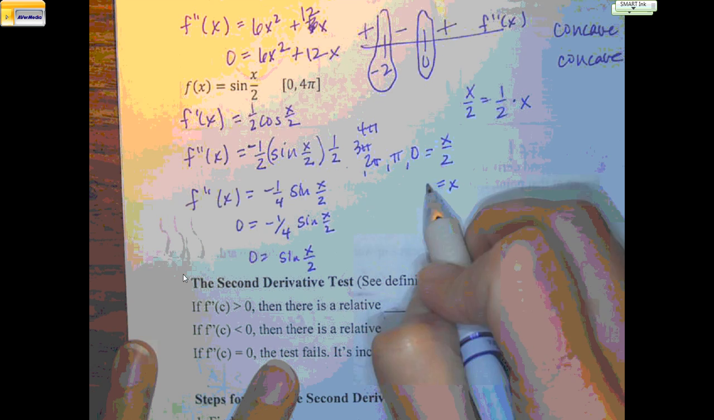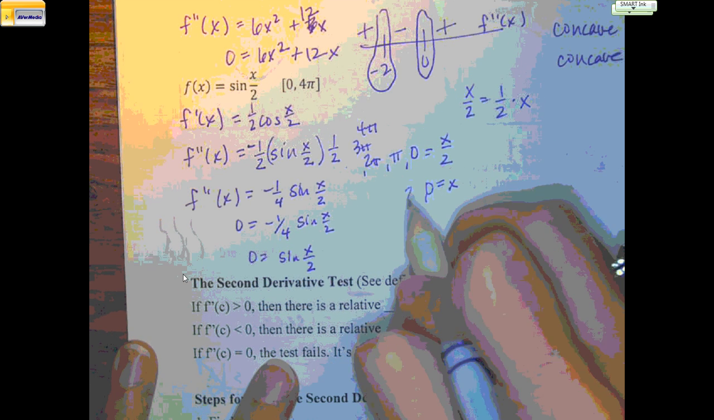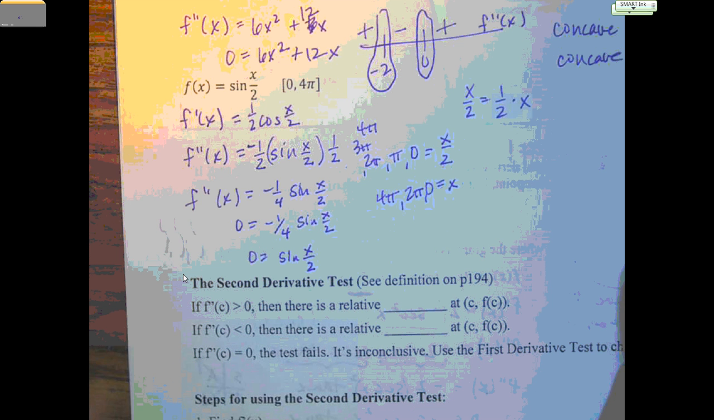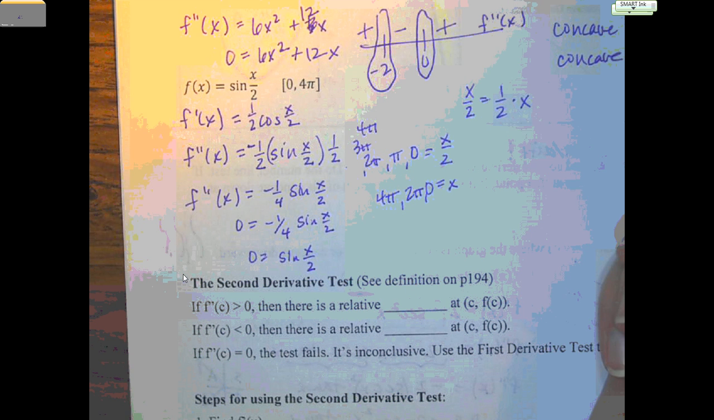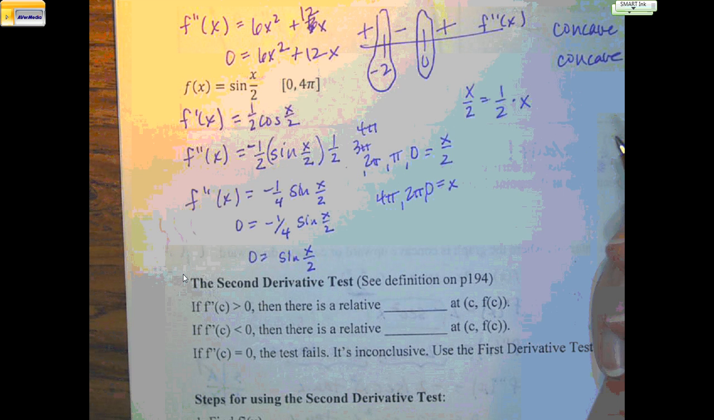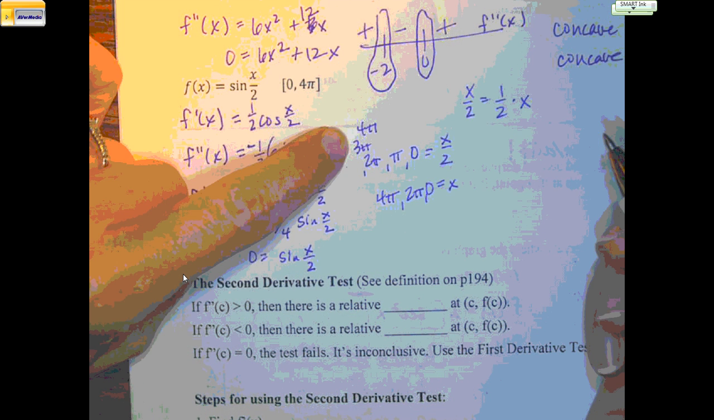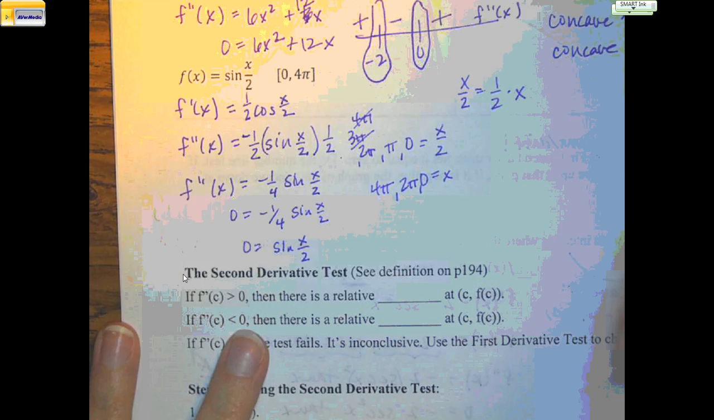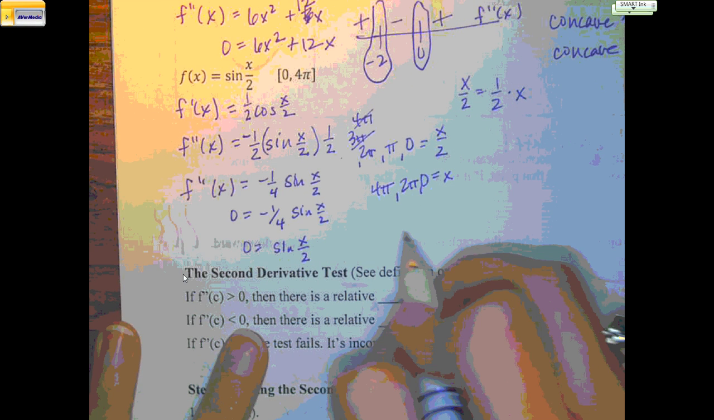0 times 2 is 0. Pi times 2 is 2 pi. 2 pi times 2 is 4 pi. And now I'm going to stop there because that's within our interval. The x values have to be within our interval. So I don't need to mess with 3 pi or 4 pi up here. They ended up not making x on the interval. All right, so we draw our number line.